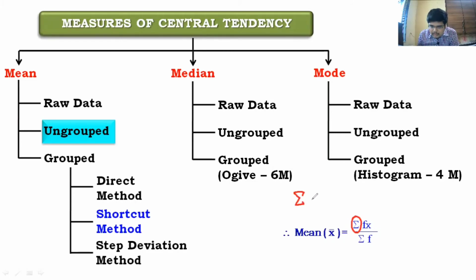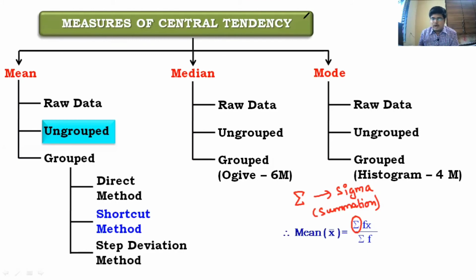So here this symbol is called sigma. This is how we call it, sigma. And this symbol means summation. Summation simply means addition. So here, summation of fx. So first we will multiply f with x and then add all the values. That is called summation fx upon summation f, which is add all the values of f. That is the formula.